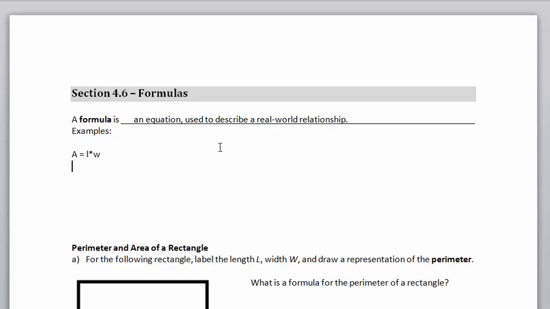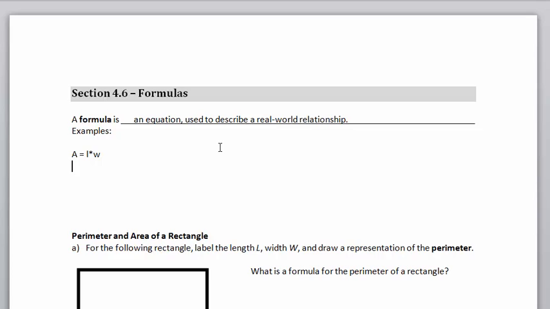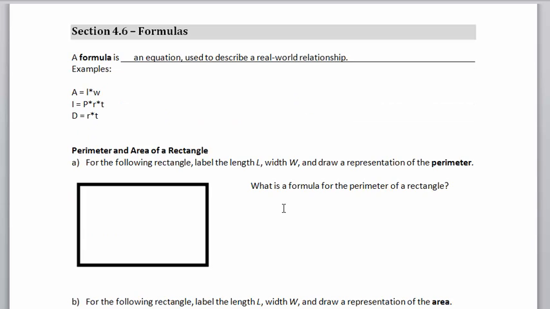Another common formula is the formula for calculating simple interest. Interest is equal to principal times rate times time. Another common formula is distance is equal to rate times time. The first question is, what is the formula for the perimeter of a rectangle?